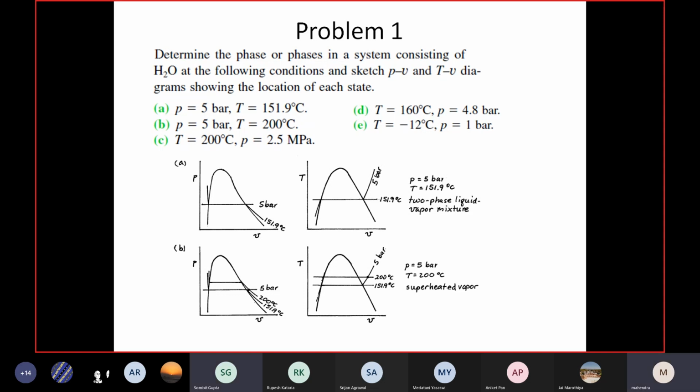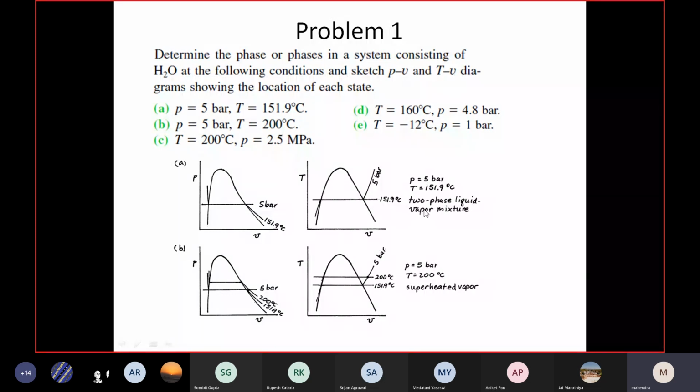So could you open the table? Yes, sir. It's given as 151.9 degrees Celsius only. Okay, so this is one mistake we could have identified from the problem itself.